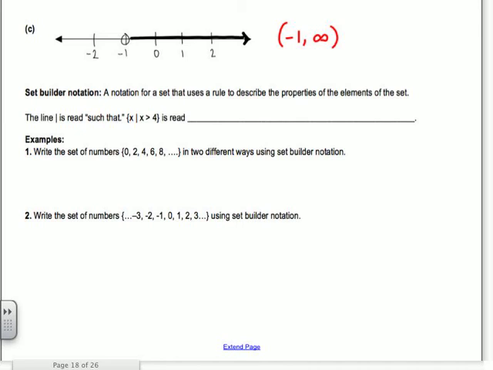Set builder notation we don't use very much. It's kind of the easiest, though. It looks weird when you see it at first, but it's really easy because you can write whatever you want in set builder. So it's a notation for a set that uses a rule to describe the properties of the elements of the set. The line straight up and down is read "such that." So when you see x, the line, and then x is greater than 4, it's read "x such that x is greater than 4." So basically any number that is greater than 4.